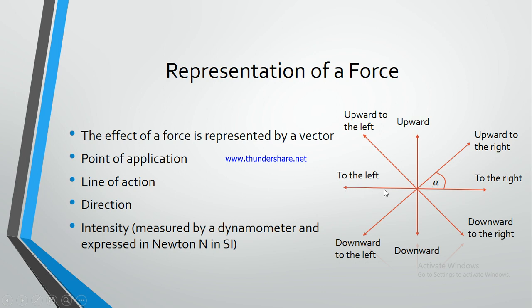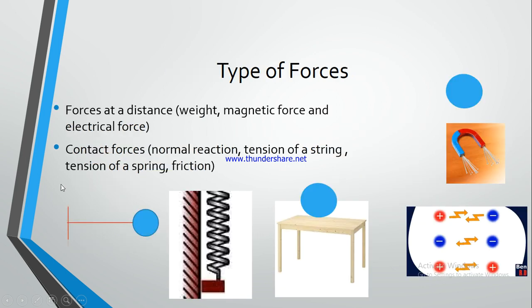If the line of action is horizontal, then the direction is either to the right or to the left. So in this slide, the string tries to attract the ball to the left. Here, the negative charge is moving to the right. So the effect of the force exerted by this charge is to the right.